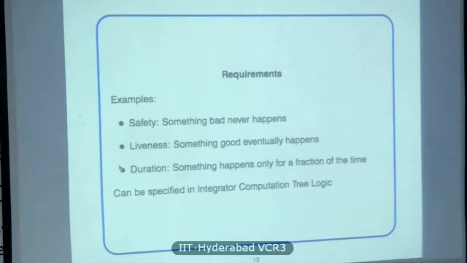So if you have an ATM machine or air conditioner, you wouldn't want it to suddenly fail. Right? So something bad never happens. Right? Something good eventually happens. So eventually, the money comes out. So these are the expectations out of a system, and these are the various requirements that one would naturally expect out of a system. And these things can be specified in what are called integrated computer logics. We cannot go into this, but the underlying point is that you can formally specify requirements of a hybrid system.